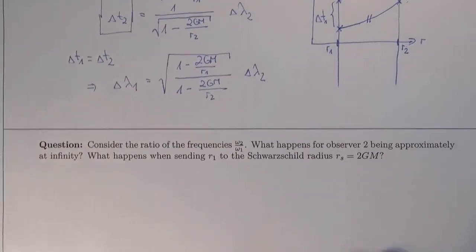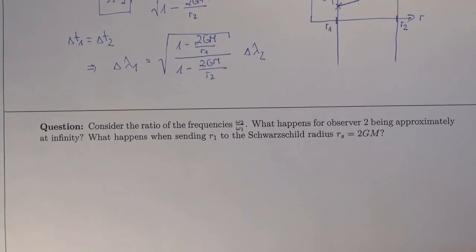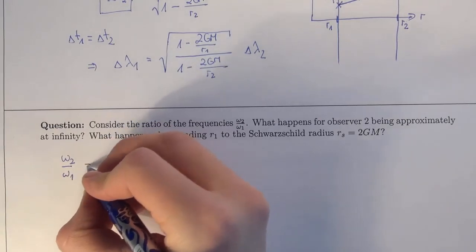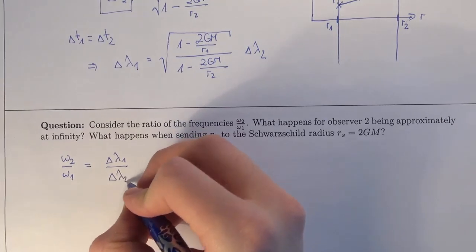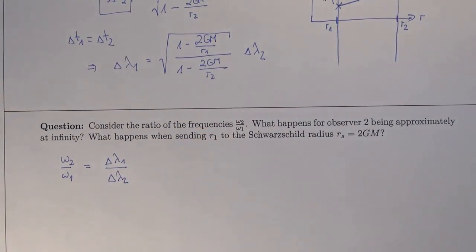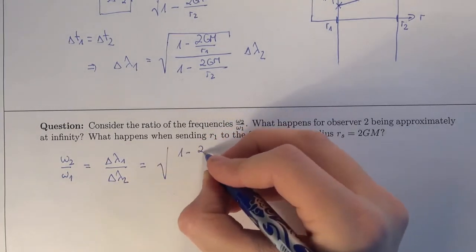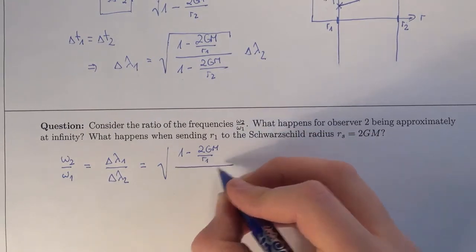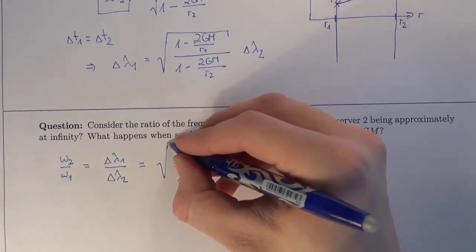And now we look at how this looks at the frequency level. So consider the ratio of the frequencies omega 2 divided by omega 1. It's quite obvious that this corresponds to delta lambda 1 divided by delta lambda 2. That is easy. This is just the big square root we have here: 1 minus 2GM divided by r1, divided by 1 minus 2GM divided by r2.